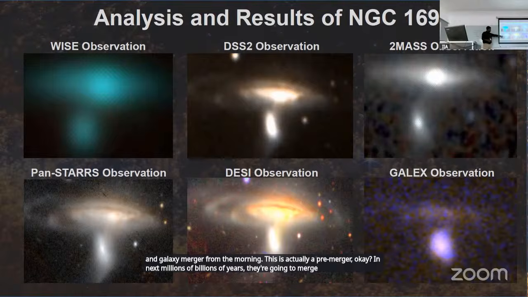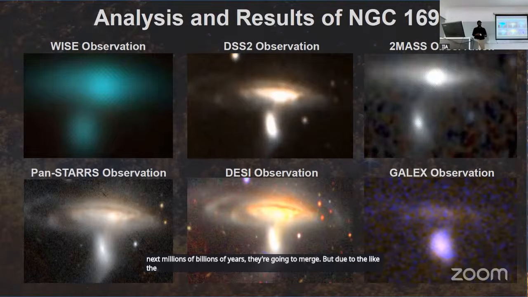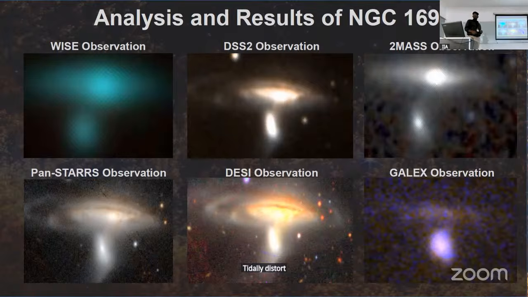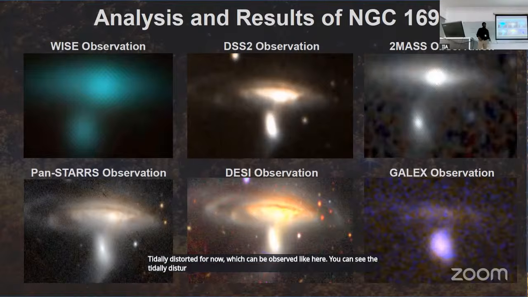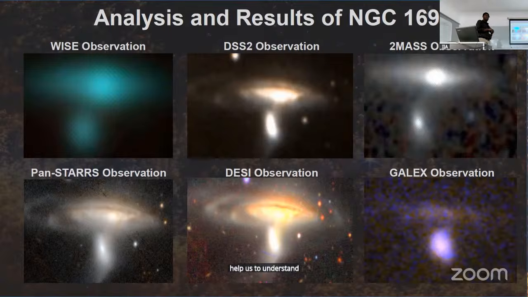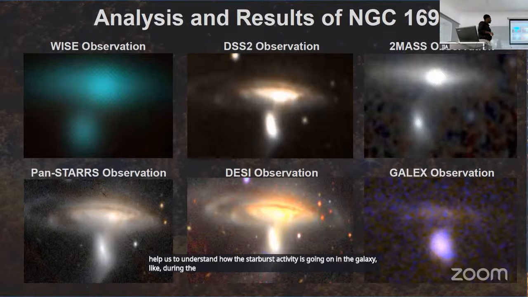But due to the corner connections, they are actually tidally distorted for now, which can be observed. Like here you can see the tidally disturbed parts, and these actually help us to understand how the starburst activity is going on in the galaxy, like during the pre-merger stages and all.